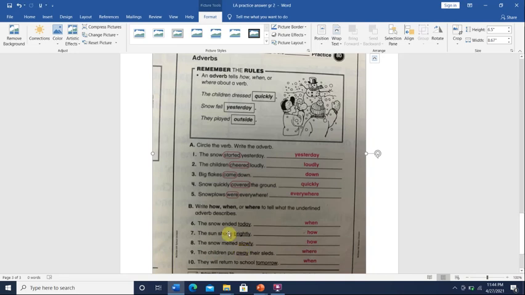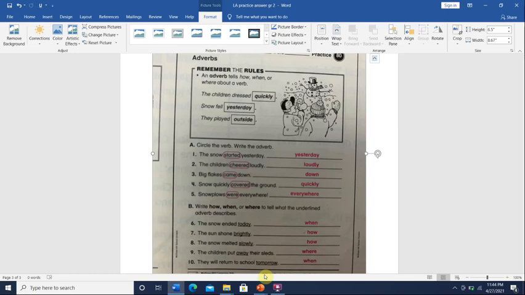We will write how. The children put away their slides. Away is the adverb, and it shows you where they put it. Where did they put it? They put it away. They will return to school tomorrow. Tomorrow is the adverb, and it tells you when they will return to school.